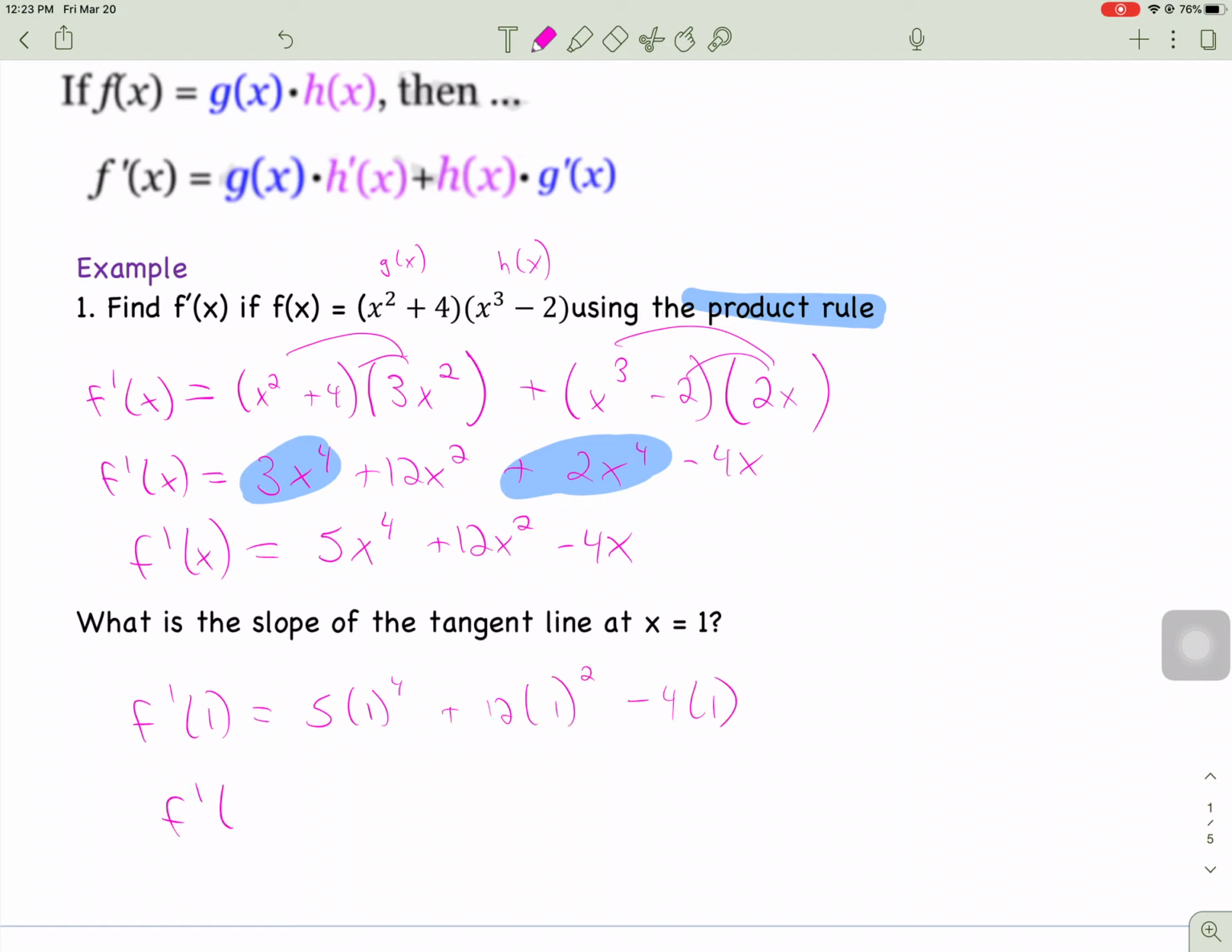And when you evaluate this, you'll get 1 to the 4th is 1, 1 times 5 is 5, plus 1 squared is 1, 1 times 12, minus 4, which is 17 minus 4, 13. So at the moment when x is 1, the slope of the tangent line is 13. Pretty steep. So if you looked at this, at 1, the graph would be going up at that point, and the tangent line would be pretty steep with a slope of 13 over 1.